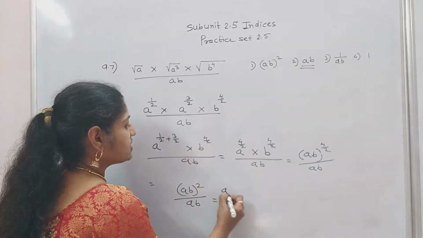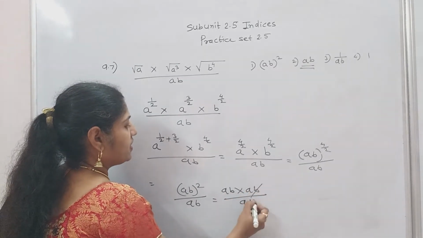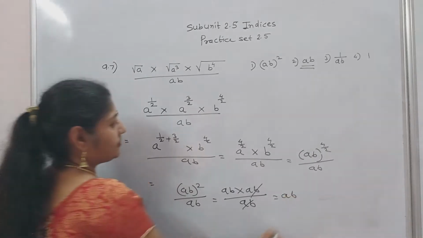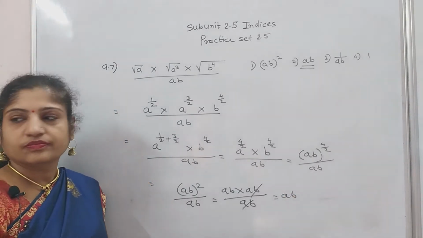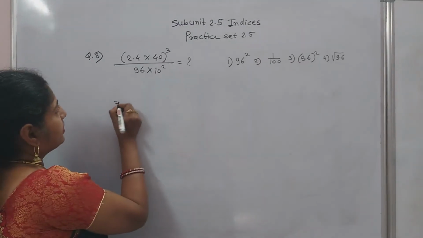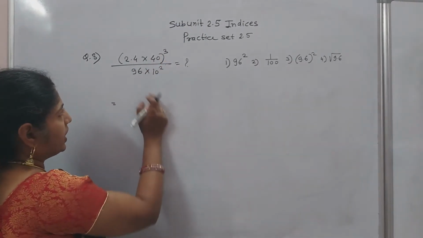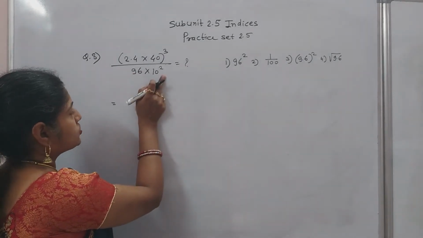ab square means ab into ab upon ab. Cut the ab, so answer is ab. Now next example, 2.4 into 40 raised to cube upon 96 into 10 raised to square.